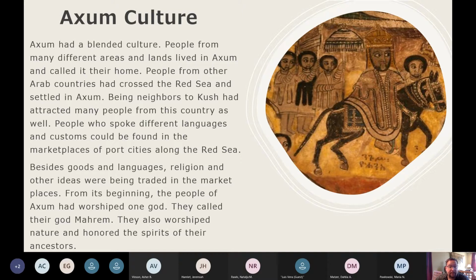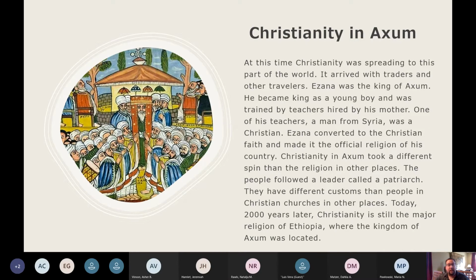From the beginning, the people of Axum worshipped one god. They called their god Maram, and they also worshipped nature and honored the spirits of their ancestors. But eventually, Christianity would actually come to Axum. So at this time, Christianity was spreading to different parts of the world. It arrived with traders and other travelers from the Roman Empire, right?